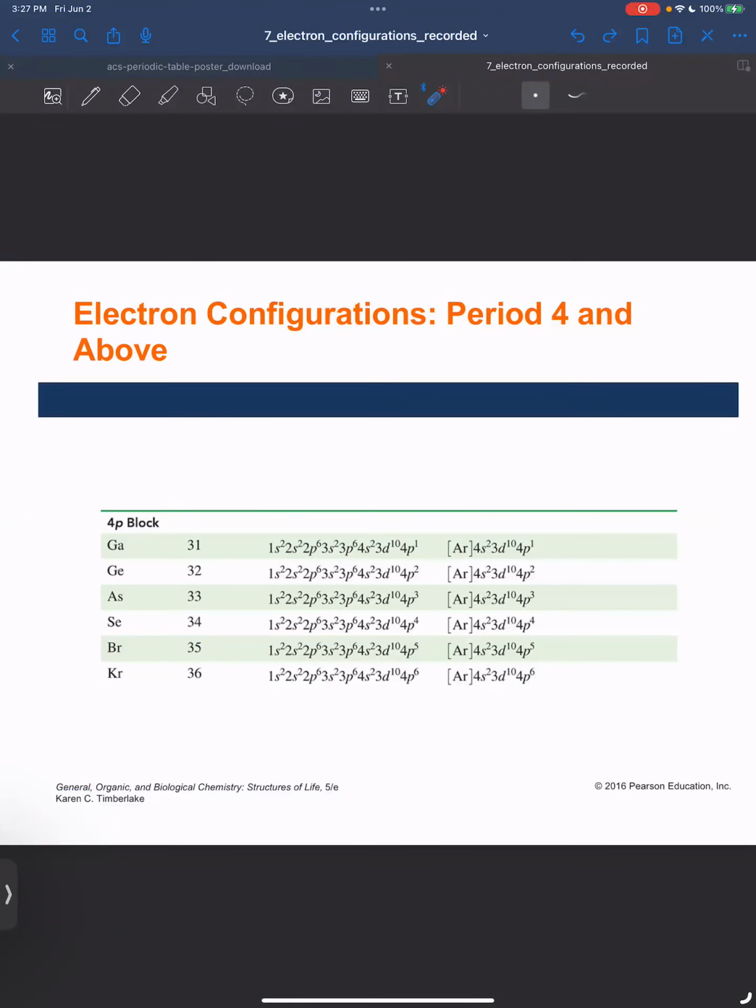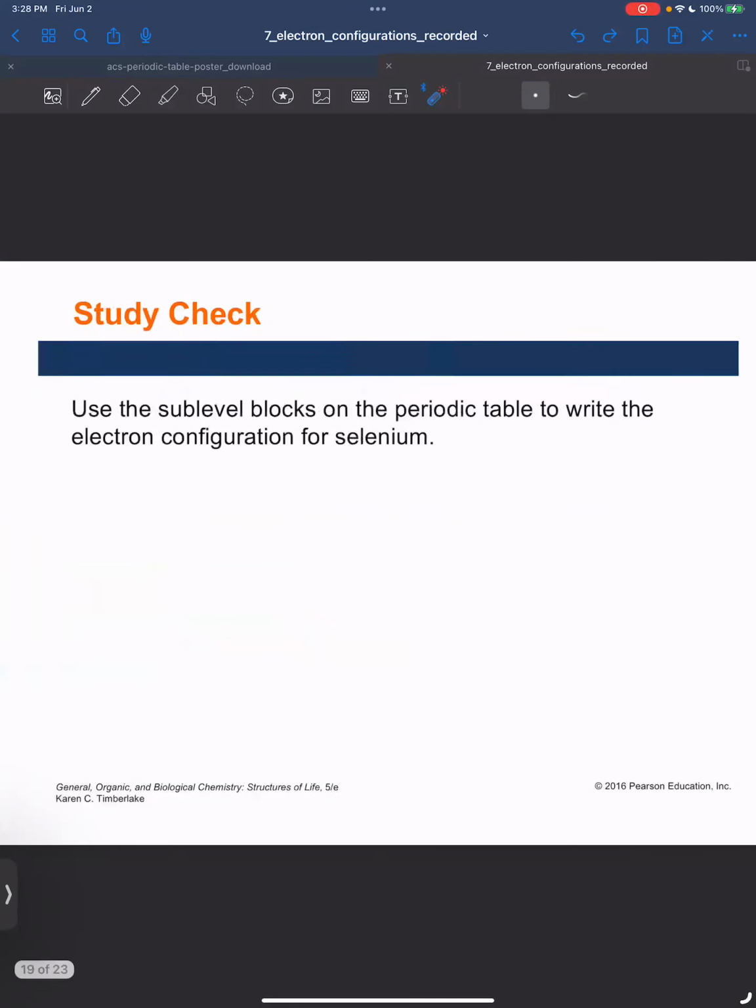And I encourage you, all the electron configurations and their abbreviations are given. I encourage you to try to do this on your own and then check your work with the notes. So if you did, for example, arsenic, did you come up with this electron configuration? And did you come up with this abbreviated electron configuration? All right, let's practice. I know there's a lot of information, but let's try it out. Pause the video, determine the electron configuration for selenium, and then come back and check your work with me.